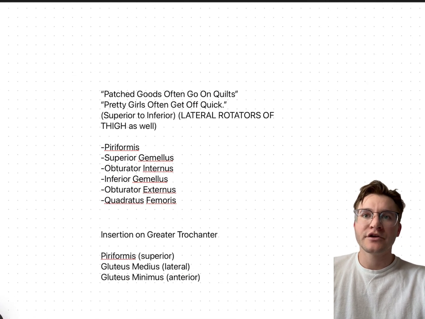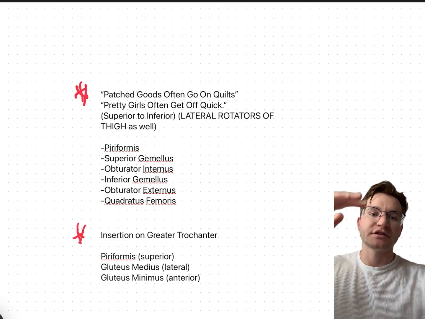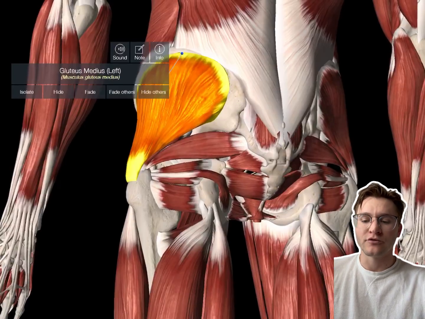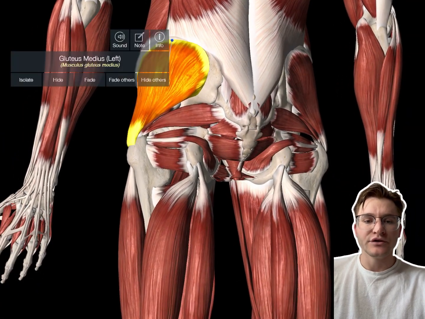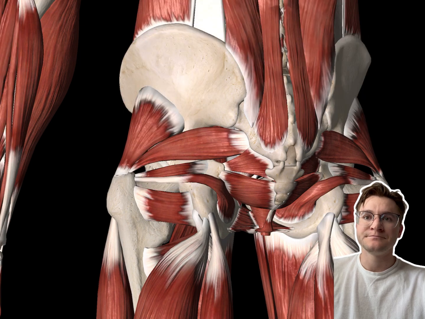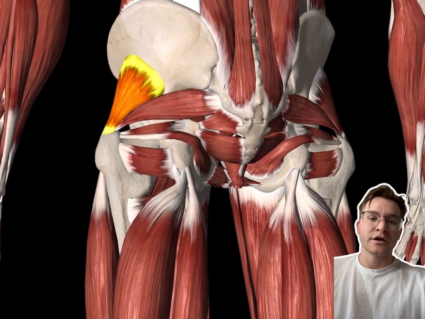We have our mnemonic here. It's "Patched goods often go on quilts," or "Pretty girls often get off quick." It's superior to inferior, and it's also all our lateral rotators of the thigh. And then our insertion on greater trochanter: remember, piriformis is superior, gluteus medius is lateral, and our gluteus minimus is anterior. So if we remove all the muscles on the top, we see our deep layer of our gluteal region.